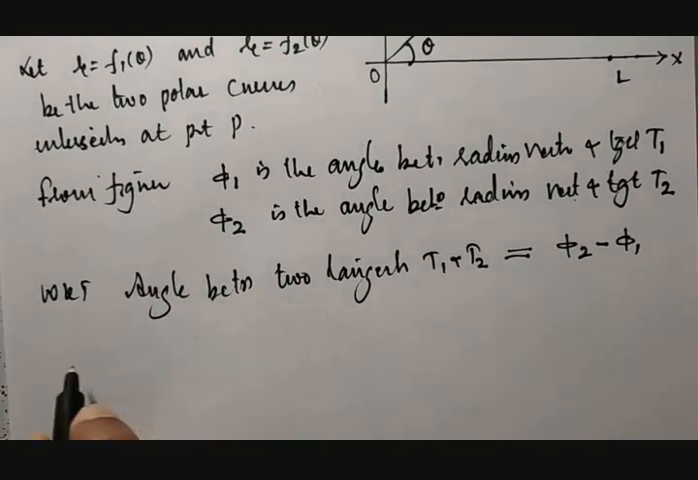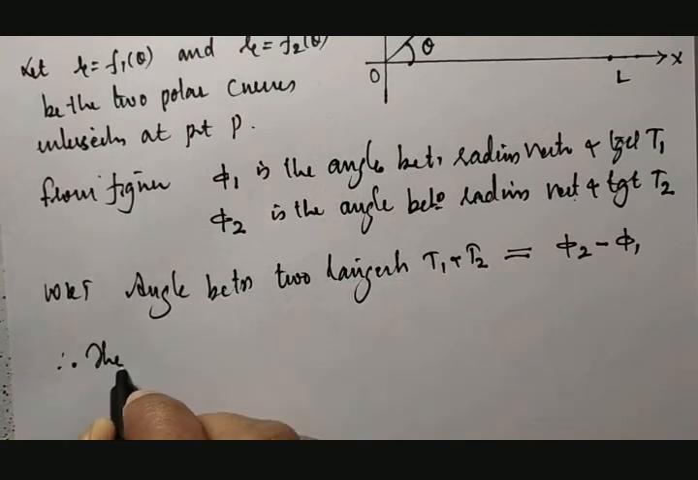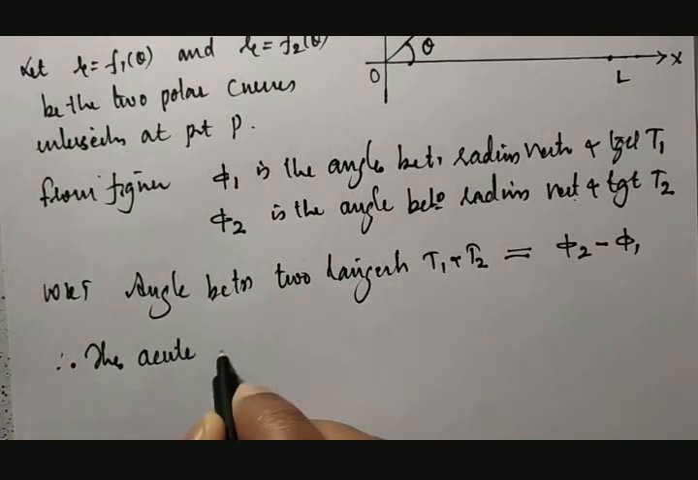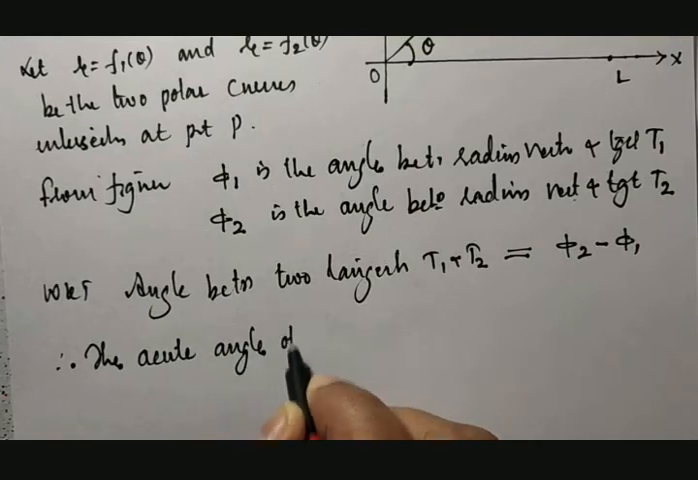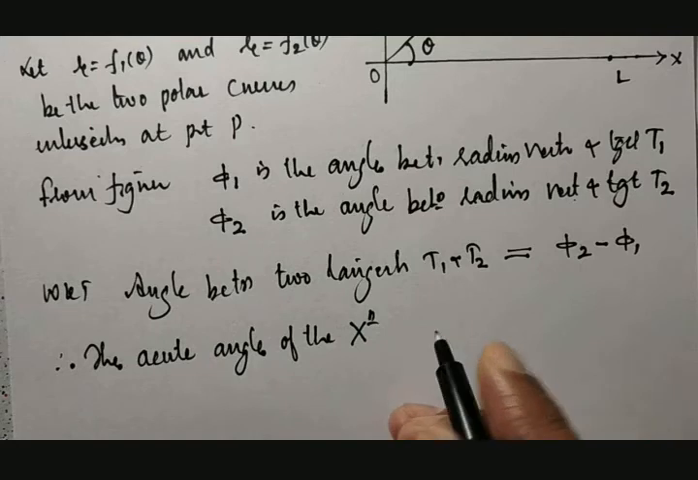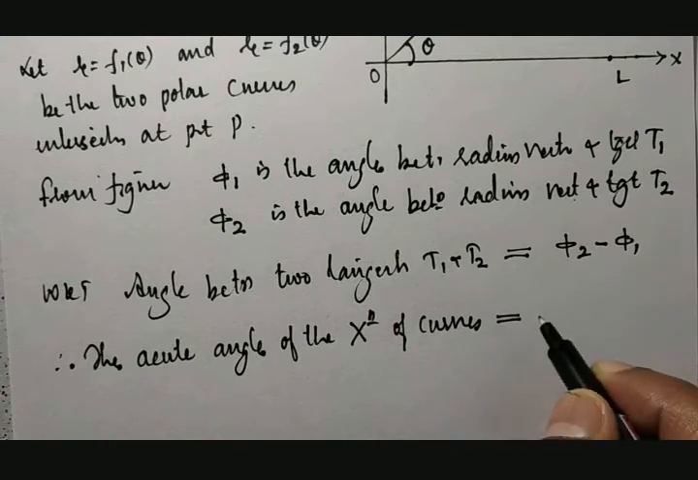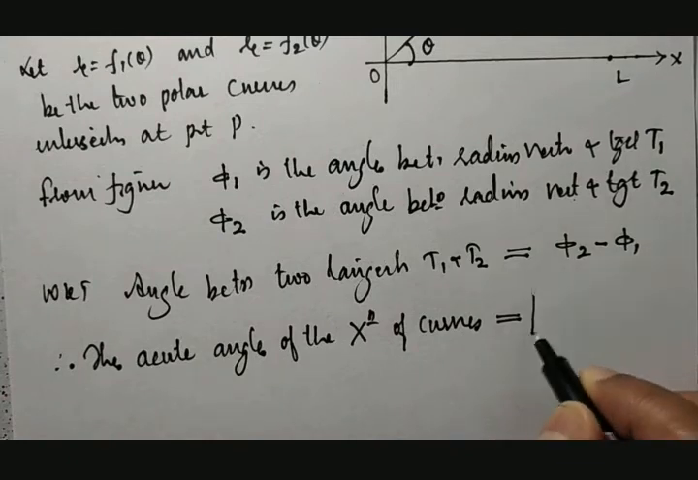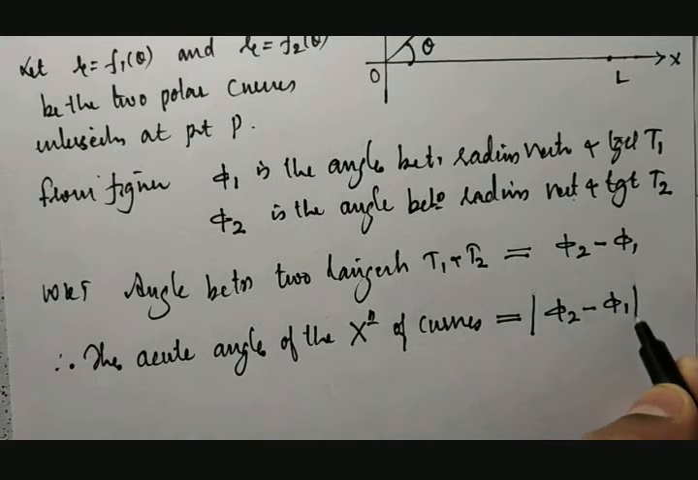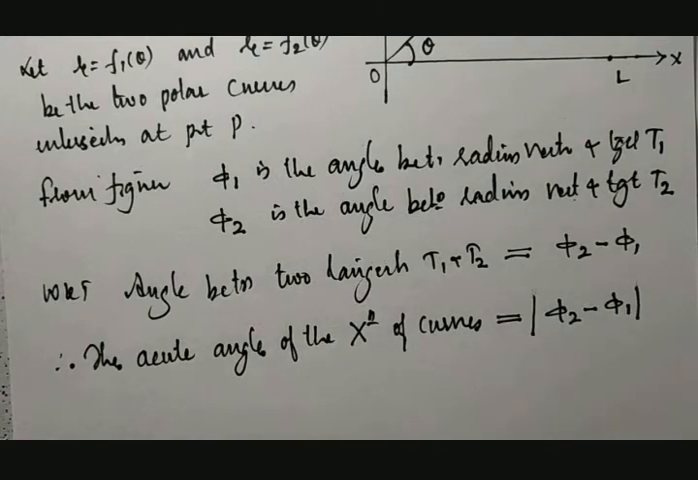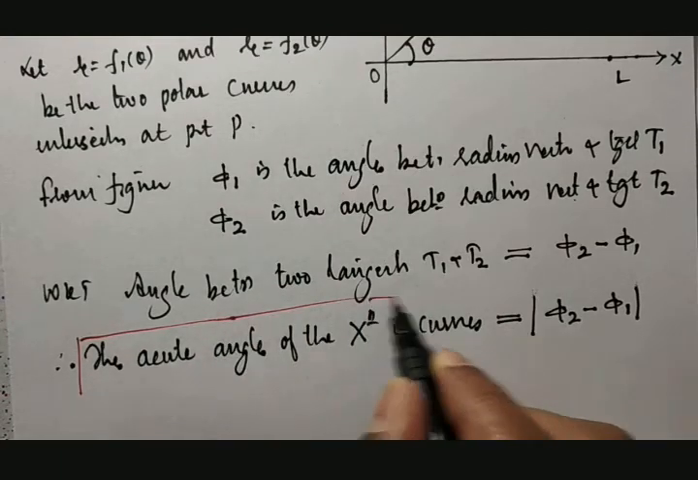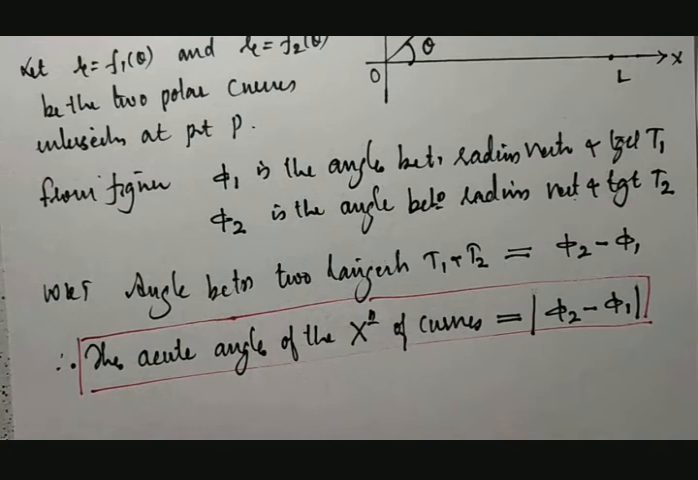Therefore, the acute angle of intersection of both the curves will be kept under modulus sign. So mod pi 2 minus pi 1. Clear? Therefore, the angle of intersection between two curves is equal to mod pi 2 minus pi 1.